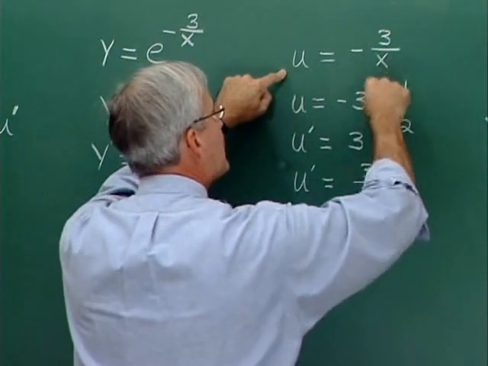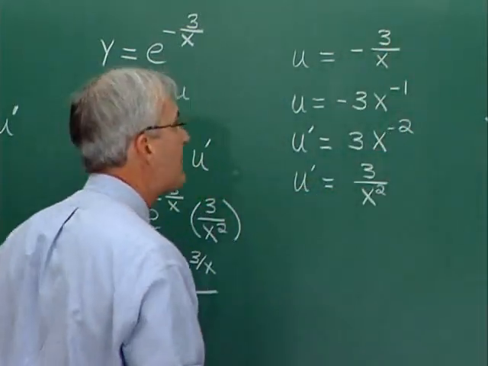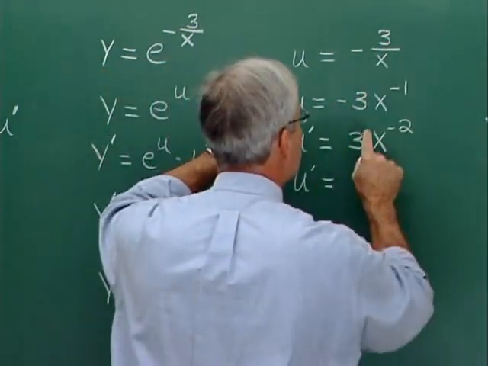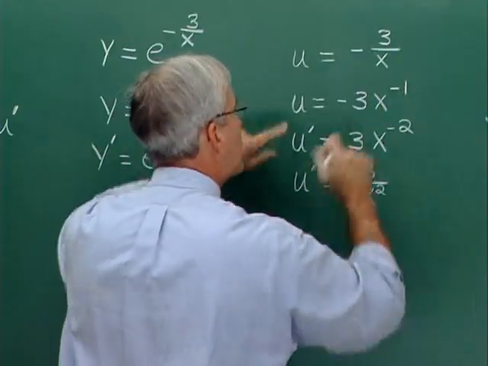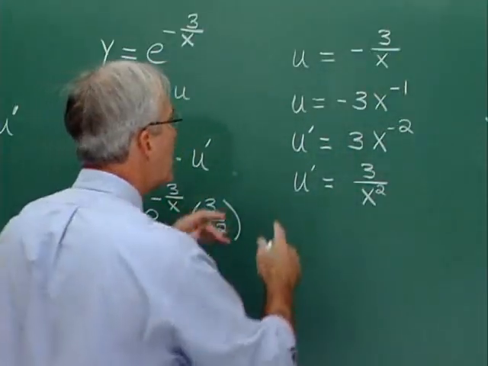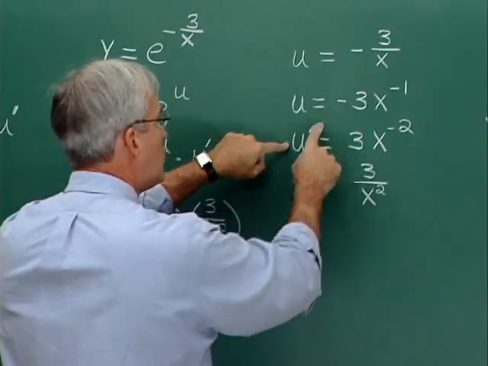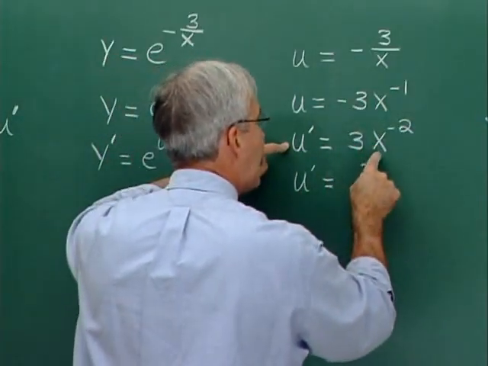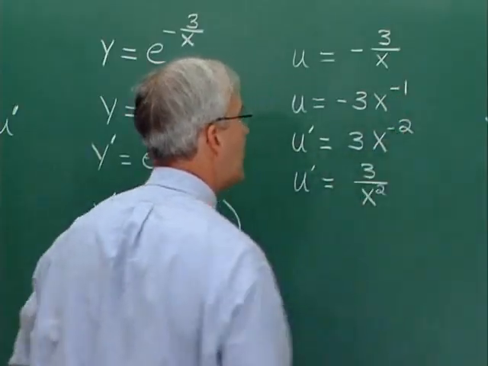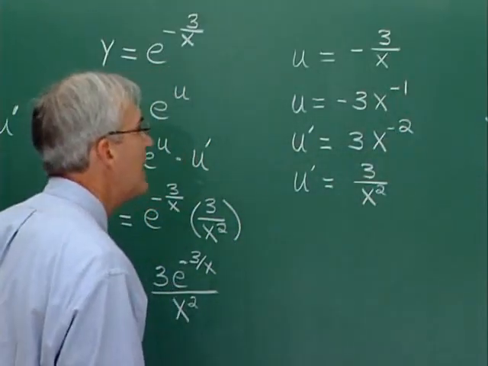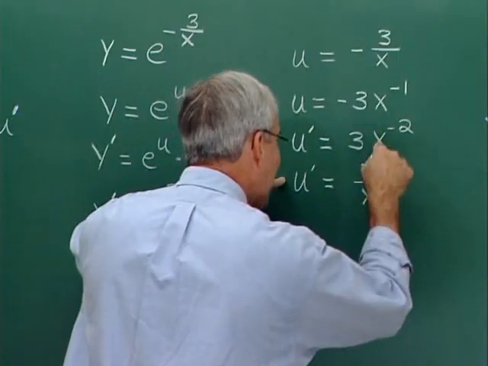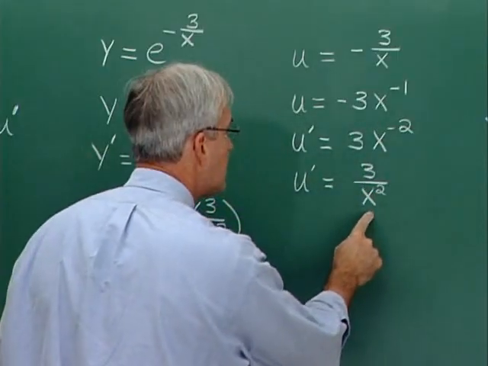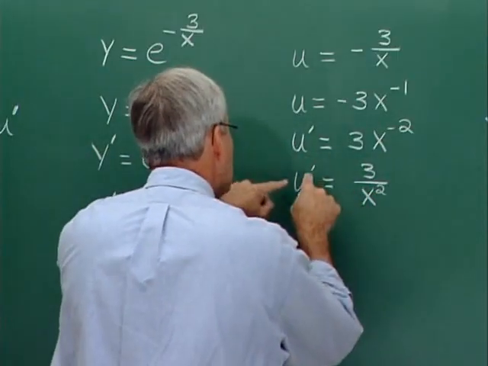Now let me write this in a form where I can take its derivative rather easily. I'm going to kick the x up into the numerator and write it as x to the negative 1 power. And now it's pretty easy to find u prime. u prime is negative 1 times negative 3, which is 3, and then x to a power 1 less than that, which is negative 2. And now I can pop this back into the denominator. So 3 over x squared is what u prime is.